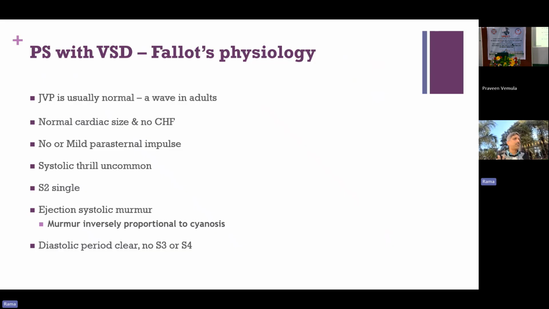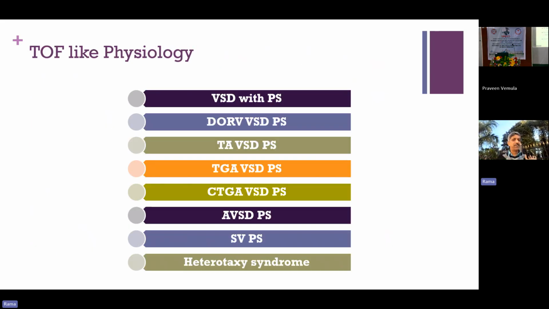The same thing holds true in Eisenmenger also. Most Eisenmengers don't have a loud murmur. A loud murmur means PS, and that is also with an intact septum. So the diastolic period is also clear. The simplest thing to remember is that tetralogy physiology has literally no major clinical finding except for a short little murmur.